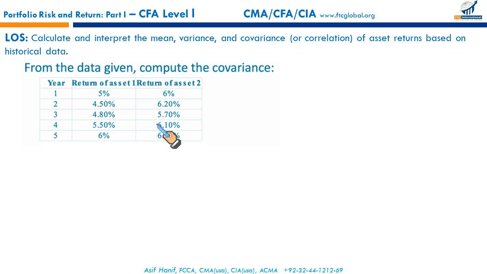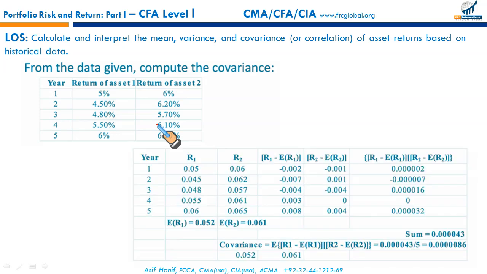Now we'll apply the formula. First we need to calculate the mean return for asset 1 and the mean return for asset 2. So we will add all these, this plus this plus this plus this plus this, divided by 5. It gives us about 5.2%. Then we'll add all these returns and divide by 5. This will give us the mean return for asset 2.